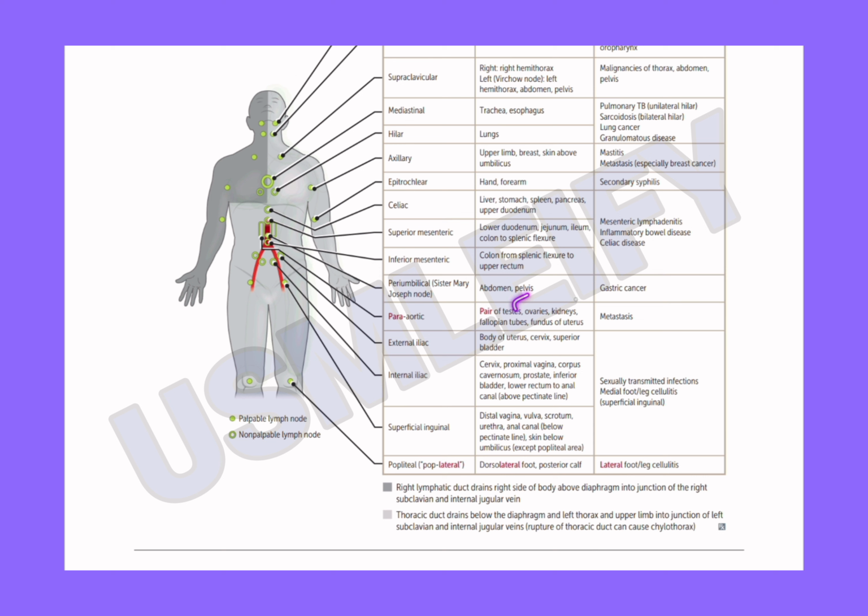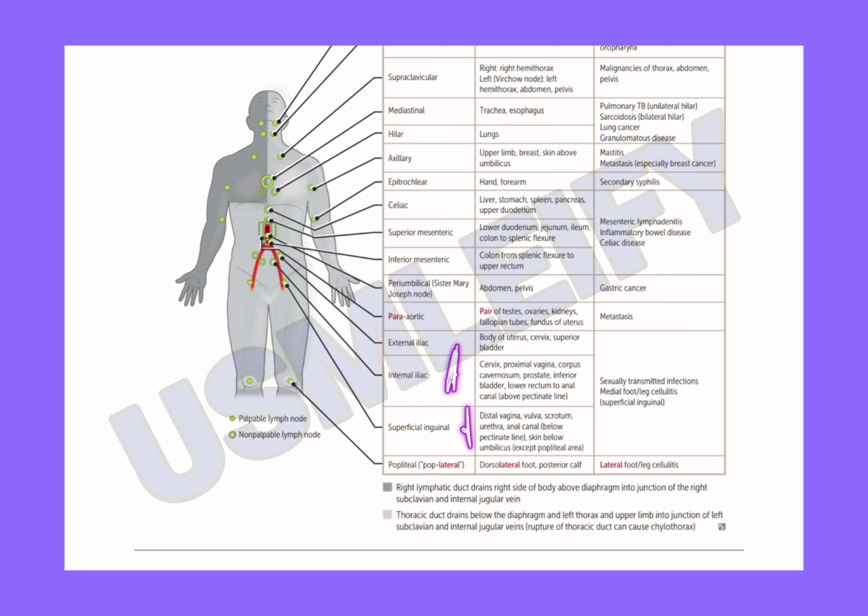Para-aortic nodes drain the testes, ovaries, kidneys, fallopian tube, and fundus of the uterus. External iliac nodes drain the body of the uterus, the cervix, and the superior bladder. Internal iliac nodes drain the cervix, proximal vagina, corpus cavernosum, prostate, inferior bladder, and lower rectum to anal canal above the pectinate line. Superficial inguinal nodes drain the distal vagina, vulva, scrotum, urethra, and anal canal below the pectinate line.